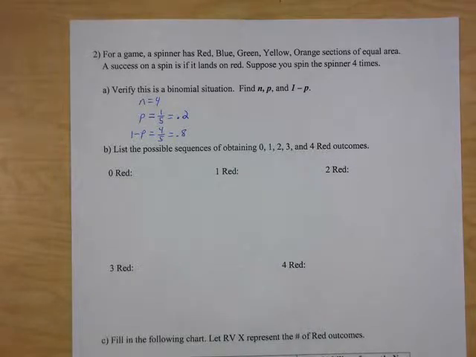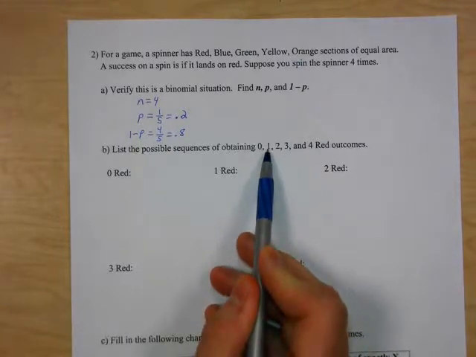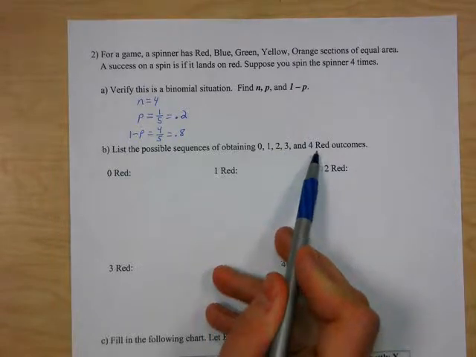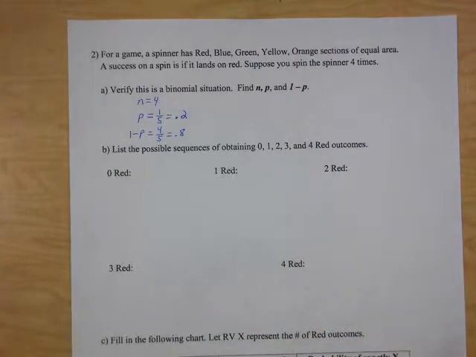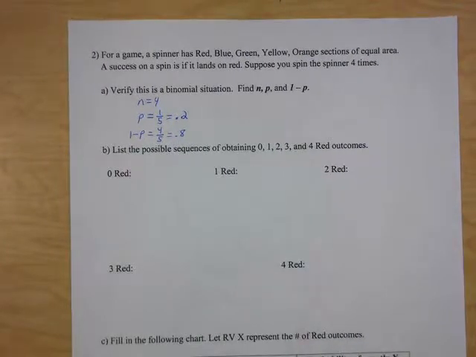Okay, so the next thing we have to look at is to list all the possible sequences of obtaining 0, 1, 2, 3, and 4 red outcomes. Now we should recognize that if you look at this as what can happen when you spin that spinner 4 times, you could get 0 red, 1 red, 2 red, 3 red, or 4 red. Those are the only possibilities. It doesn't matter if you get, say, 1 red, 1 blue, 1 green, and 1 yellow, because you're looking at this as red is success, not red is a failure.